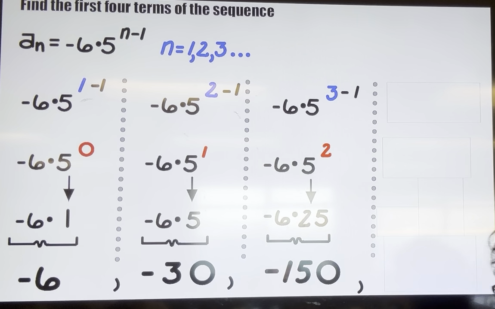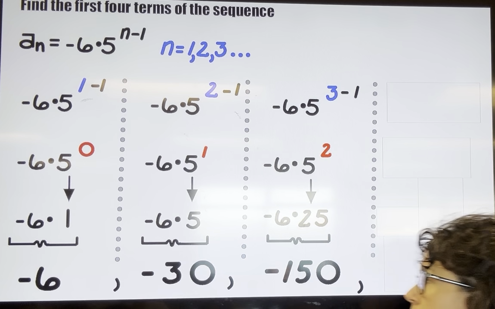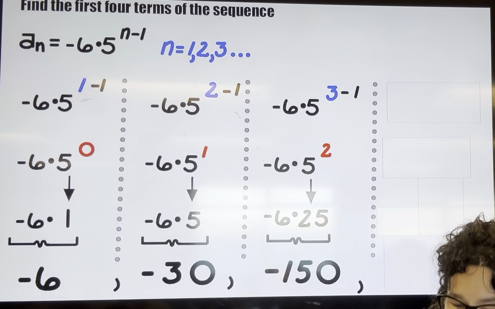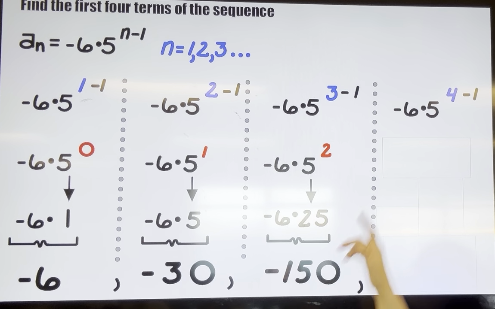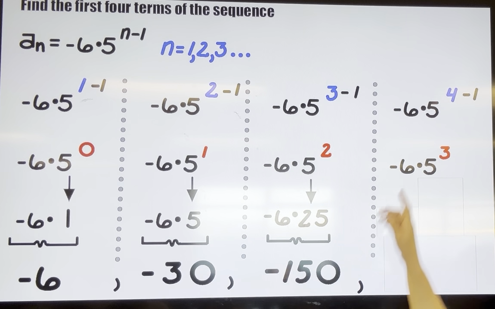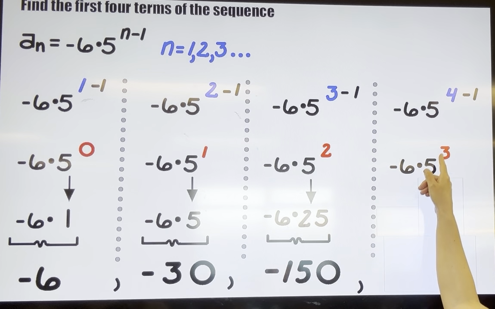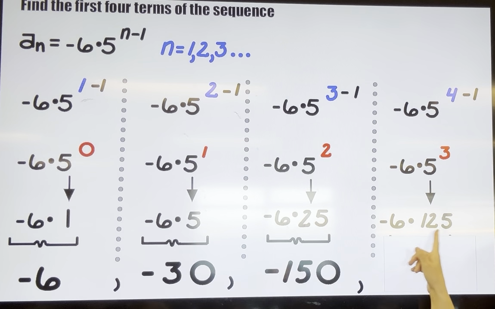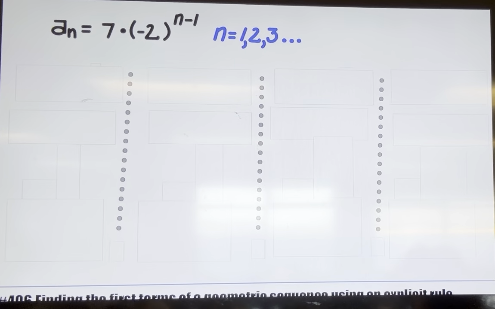Okay, and then the next one, last one, because it just wanted the first four terms, so we have the first three terms. The last one, it doesn't say, it says dot, dot, dot, but to get the fourth one, we're going to plug in 4. So replacing the n with 4, find the answer to the exponent. 4 minus 1 is 3. Then evaluate 5 to the third power before we multiply. So 5 times 5 is 25, and 25 times 5 is 125. Bring down the times negative 6, multiply those together, and I get negative 750, and I have the first four terms.